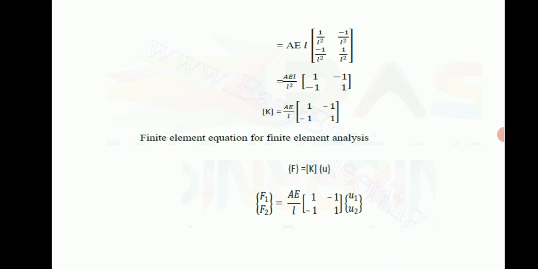The finite element equation of bar element, the general equation, is F is equal to K into U. So here only two nodes are there. So F1 F2 is equal to AE by L, matrix of [1 minus 1; minus 1 1], and the matrix of U1 U2, which is the final answer for the finite element equation of bar element. Hope you have a small idea about the shape function, stiffness matrix and finite element equation of bar element by watching this video.